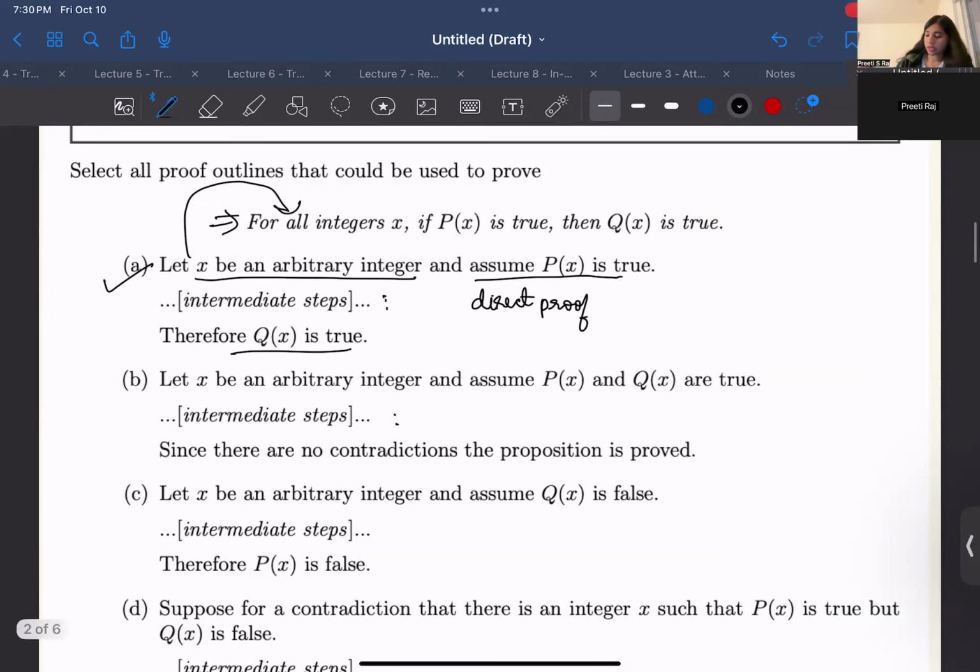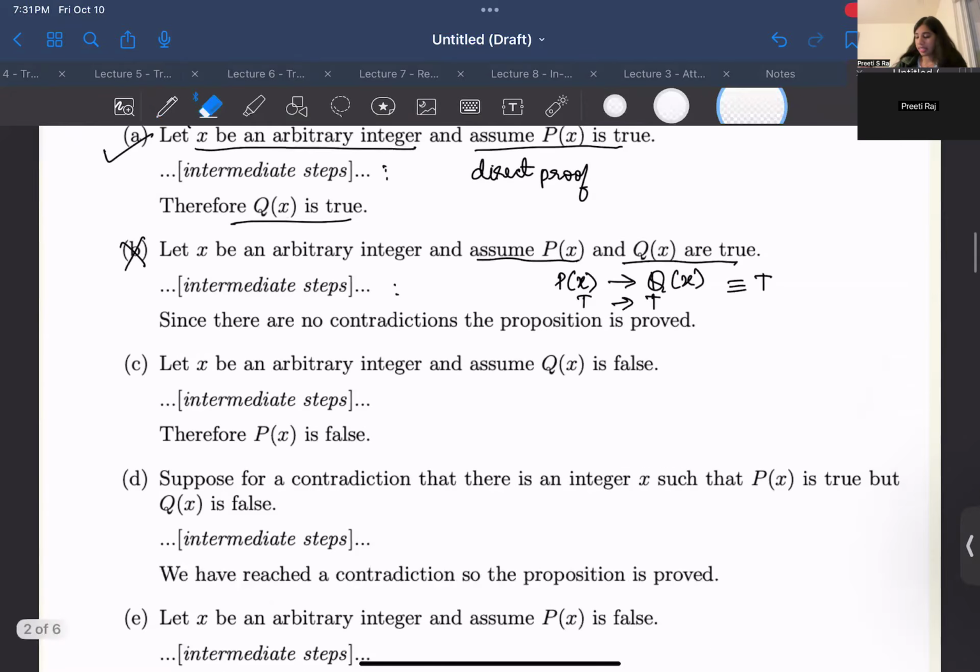Then let's look at the second option. So x is an arbitrary integer again. You assume p of x is true and q of x is true. Okay, so if you assume that both p of x is true and q of x is true, then automatically, no matter what, p of x implies q of x is gonna be true because you have true implies true. So that's always gonna be equal to true. So this leads to circular reasoning. Yeah, so this wouldn't work.